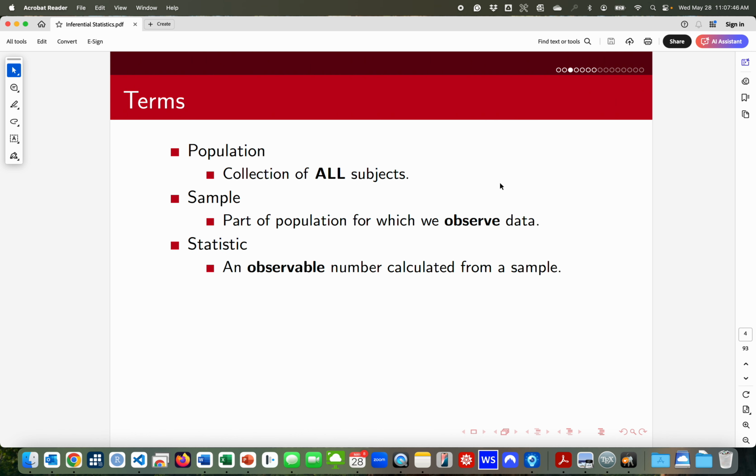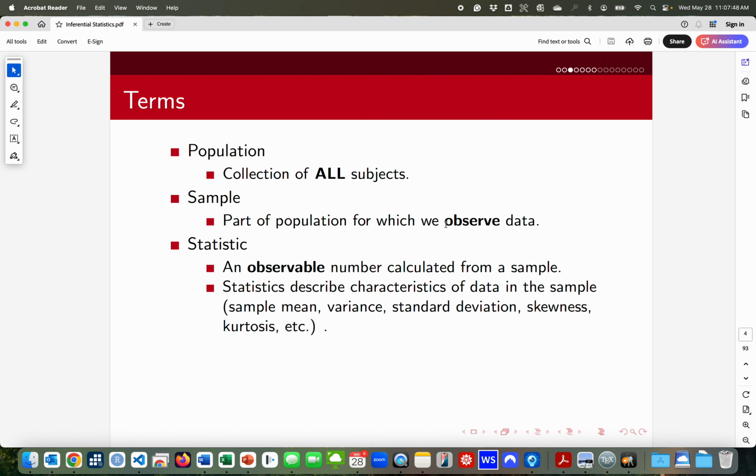A statistic is an observable value calculated from the sample. The sample mean, sample variance, sample standard deviation, skewness, kurtosis, those are all sample statistics. So that's something that we can actually observe from the sample. I can take the data that I have and I can estimate a number. That number is the statistic.